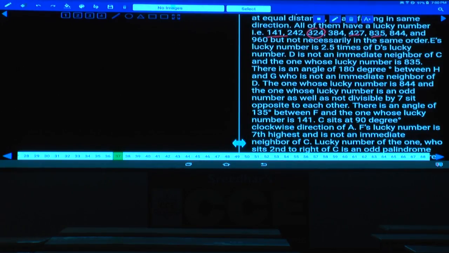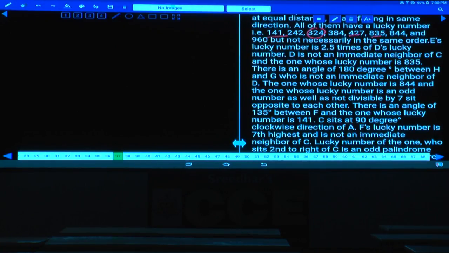Yes, what are the possibilities here? E's lucky number. Now can D be 141? D cannot be 141 because it must be an even number. And can E be 242? If this is 242, 2.5 times of 242 is how much? That is 5 times, 1 to 5 times, 1 to 10 by 2, 610. Is there any 610 here? It is not there. And that is ruled out.